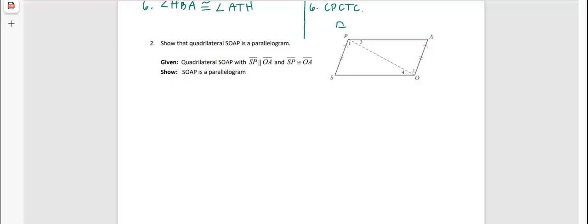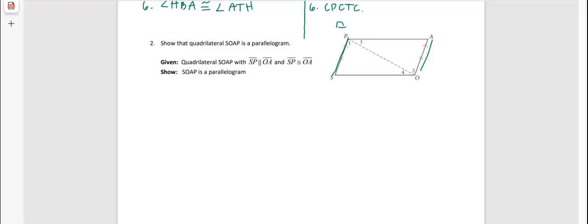So in this case, we can show that something is a parallelogram by just having a pair of opposite sides being congruent and parallel, because that is what we have here. So let's go ahead and start that off. Again, we're trying to show it's a parallelogram. Oh, let me back up one second.